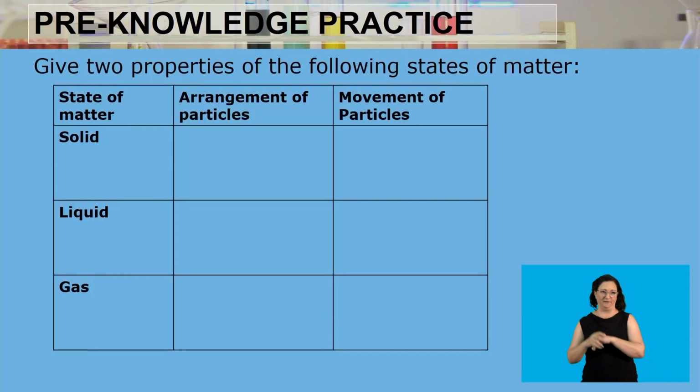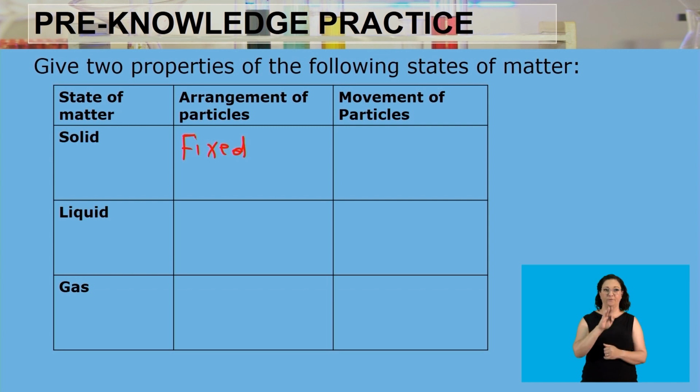So with the information that we already know, let's see whether we can answer the question that is given to us. The question is, give two properties of the following states of matter. We have solid, liquid, and gas, and we need to give the properties according to the arrangement of particles and also the movement of particles. So in a solid, how are the particles arranged, and how do the particles making up a solid move? Starting with the arrangement of a solid, the particles are fixed.